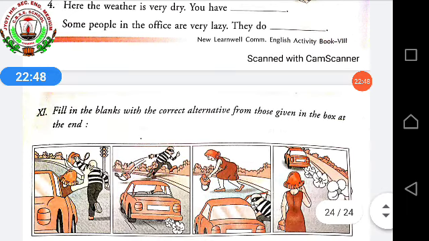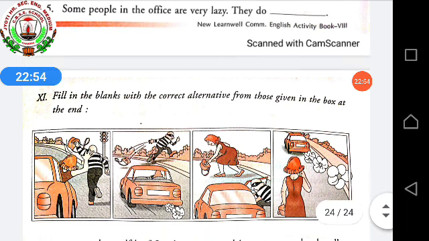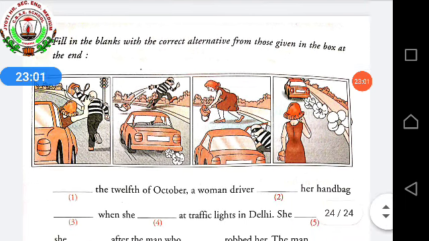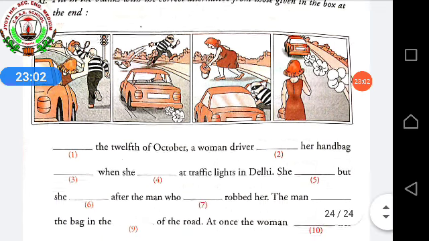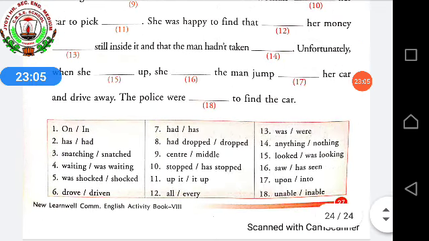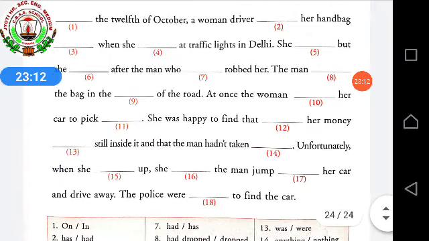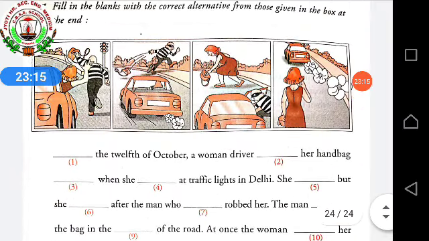Next question. This is the last question of this activity sheet 3. Fill in the blanks with the correct alternative from those given in the box at the end. You can see the picture, and these are the alternatives. I'll be reading these fill-ups for you related to this picture.